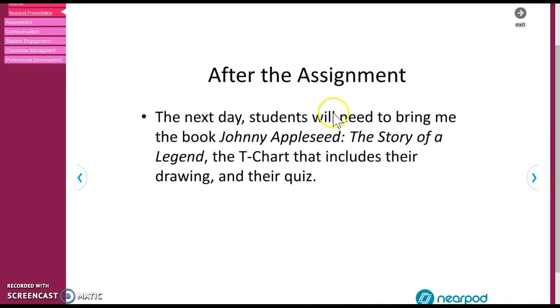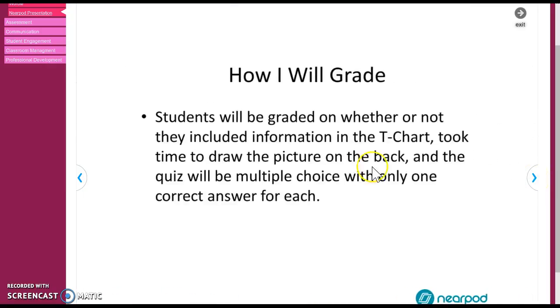So after the assignment, the next day when they come back to school, students will need to bring the book back to me and the T-chart that includes the drawing and their quiz completed. So here I have how I will grade. Students will be graded on whether or not they include information in the T-chart, took time to draw the picture on the back and were really creative, and the quiz will be multiple choice. So there'll be only one correct answer for each question. So that's how that'll be graded.